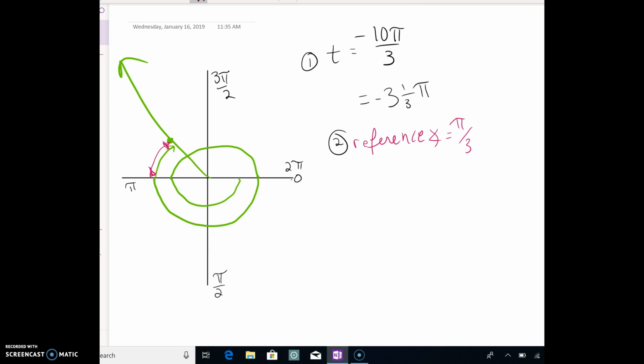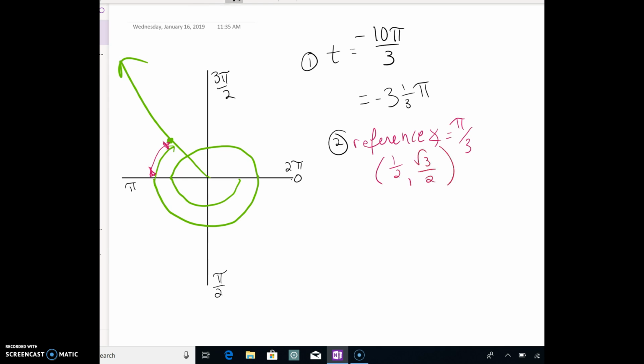And again, remember what we use our reference angle for. We're going to use our reference angle to help us figure out what our terminal point is. So knowing that we have a reference angle of pi over 3, that's telling us that we have a terminal point at the ordered pair 1/2, square root of 3 over 2.